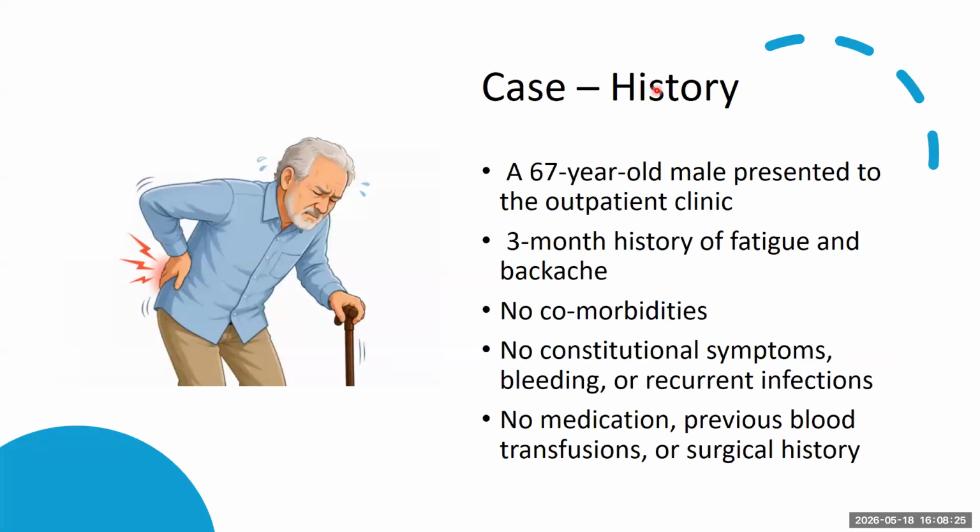So our case starts with a 67-year-old male who presented to the outpatient clinic. He reported a 3-month history of fatigue and backache. There were no associated comorbidities, and he did not report any constitutional symptoms, bleeding symptoms, or any recurrent infections. On further inquiry, he did not report any use of medication or a background history of alcohol use, and there was no associated blood transfusion or surgical history that was documented.